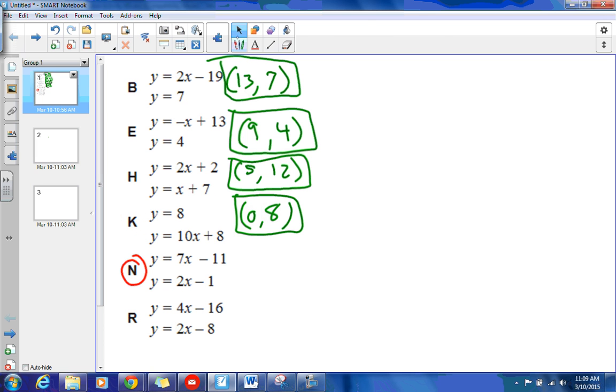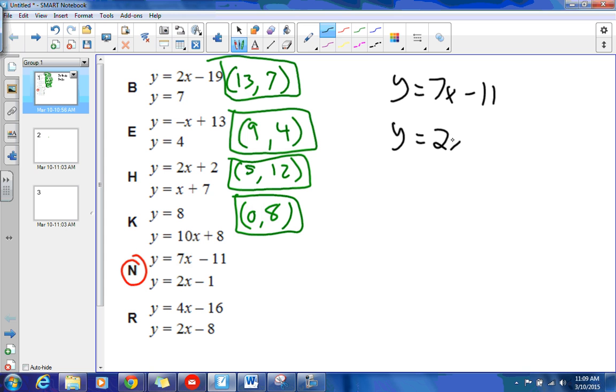So for N, we have y equals 7x minus 11 and y equals 2x minus 1. This is more closely similar to the letter H, where we still take 7x minus 11 and plug it in for y. Even though there's x's in both of them, that's fine. We're going to solve for x that way. So instead of y, we're going to use 7x minus 11 equals this 2x minus 1.